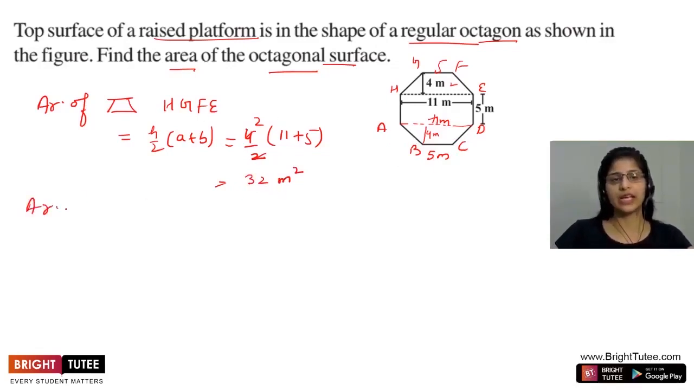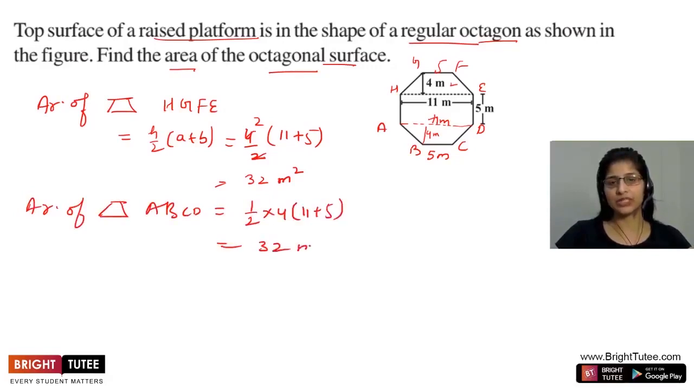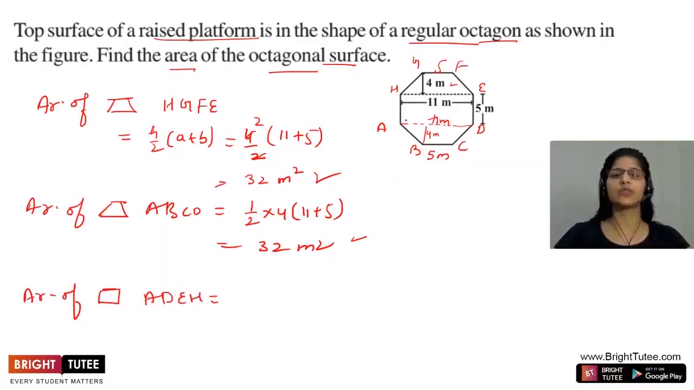So we will write area of trapezium ABCD. It is going to be the same, 1 upon 2 into 4 into 11 plus 5, and that will be 32. We just solved it in the first part. Okay, so we have got both the trapeziums. Now we are left with this rectangular region in between. So the length is 11 and the breadth is 5. So we will write area of rectangle ADEH is equal to base into height, or we can say just length into breadth, that is 11 into 5, that gives us 55 square meter.